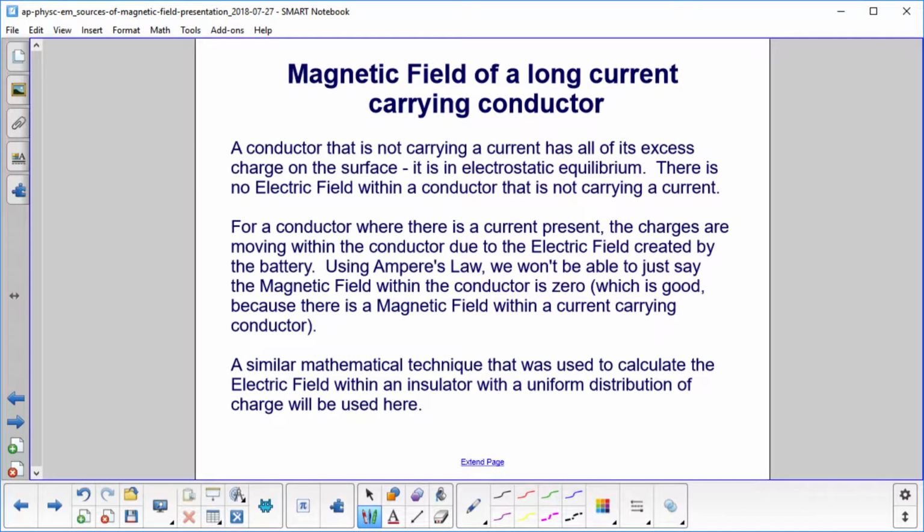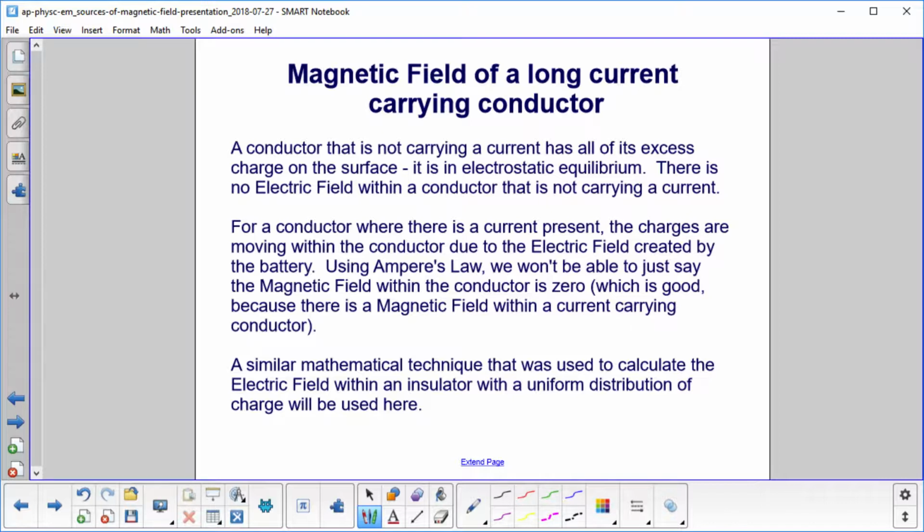We're going to apply Ampere's law to find the magnetic field of a long current carrying conductor both inside and outside. First, let's review electrostatics. A conductor that is not carrying a current has all of its excess charge on the surface. It's in electrostatic equilibrium. Therefore, there is no electric field within a conductor that is not carrying a current.